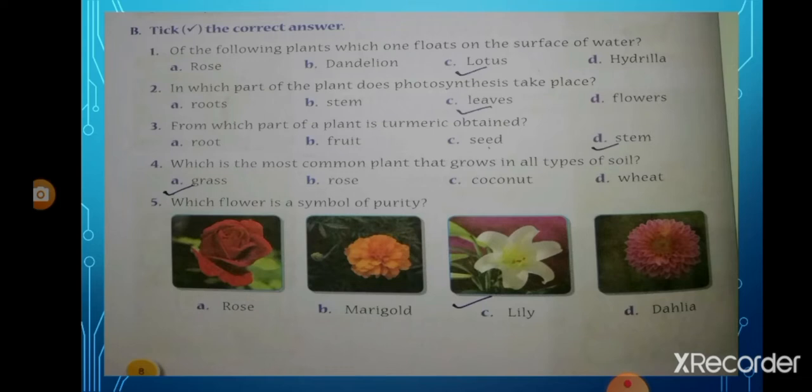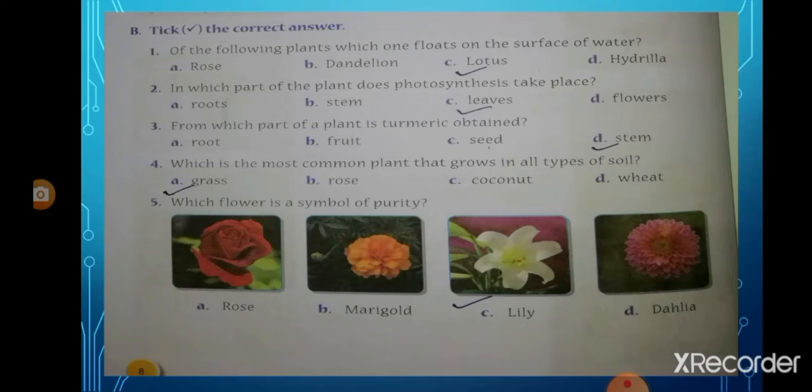Of the following plants, which one floats on the surface of water? The correct answer is lotus. So take the answer. Now the second question: in which part of the plant does photosynthesis take place? The correct answer is leaves.